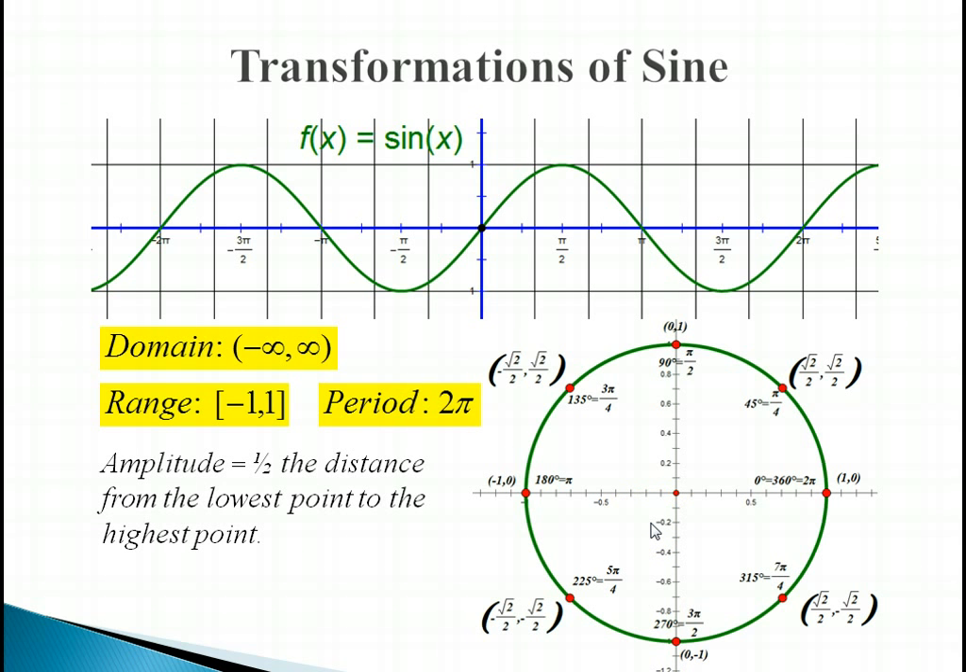And now we also want to talk about the amplitude of the function. The amplitude is half the distance from the lowest point to the highest point on the graph. In this case, our lowest point is at -1, and our highest point is at +1. So that means the distance from the lowest to the highest is 2. We want to take half that distance and call it our amplitude. So in this case, our amplitude is 1.